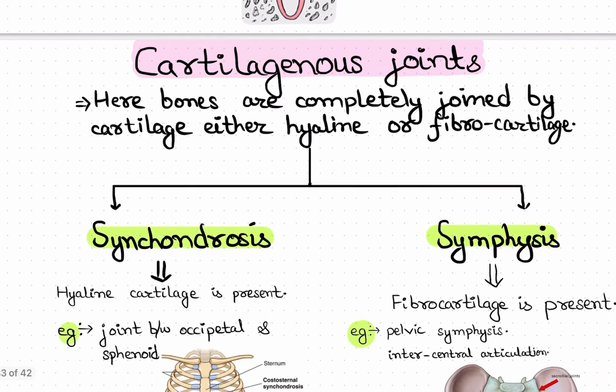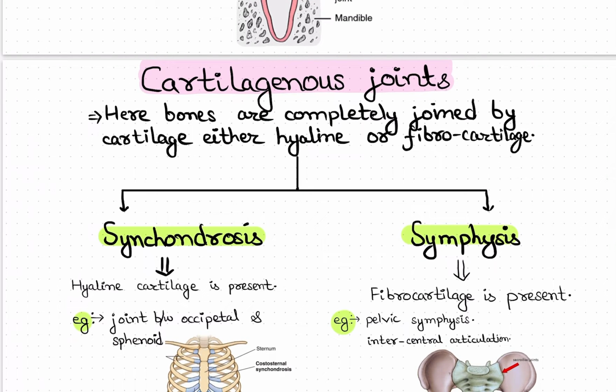Now let us come to the next portion. As we classified joints on the basis of uniting material, the first one was fibrous joint. Now let us come to the next one, that is cartilaginous joint. Here bones are completely joined by cartilage, which is made up of hyaline or fibrocartilage. Okay, hyaline or fibrocartilage.